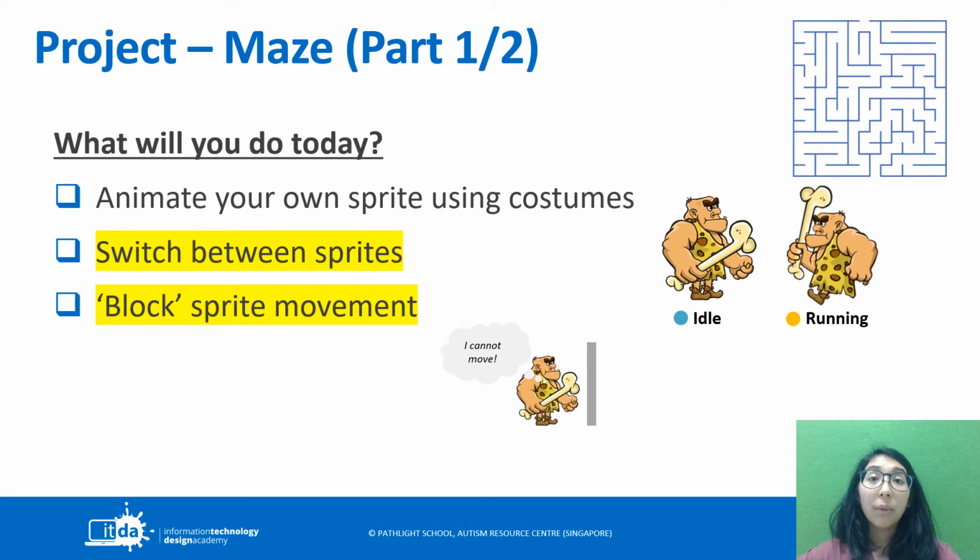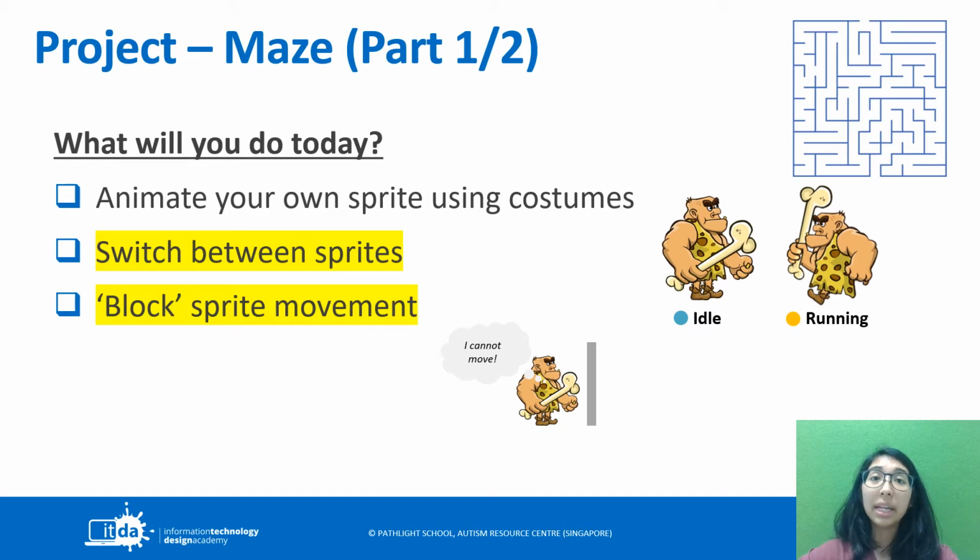Now, our maze project looks something like this. We'll see a maze there definitely. And we're going to have caveman sprites. There are two caveman sprites. One is idle, which means not doing anything. The other one is a running sprite. Okay, so this is what's going to happen.